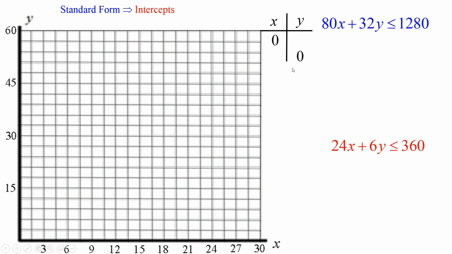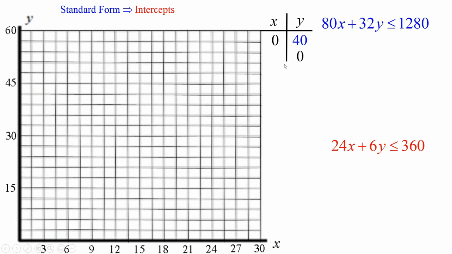All right, so now take a look. If x equals 0, 80 times 0 is gone, that's 0, and I'm left with 32y is 1,280. So to solve for the y, I just divide the 1,280 by 32. 1,280 divided by 32, and I'm getting 40. So the y-intercept of this constraint is 40.